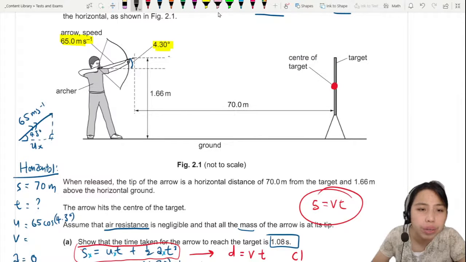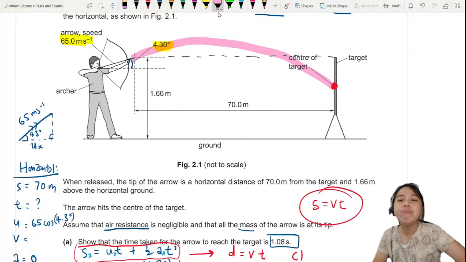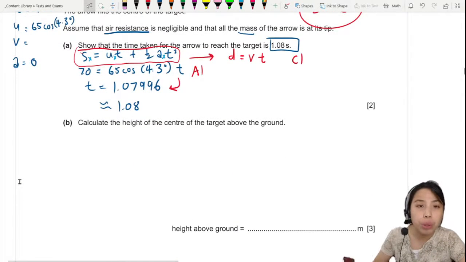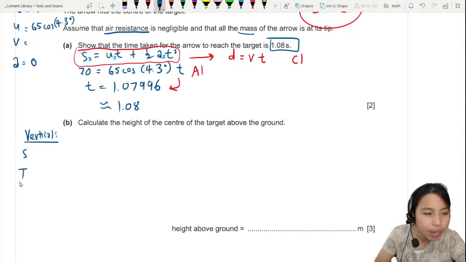Let me see if I can draw it. Okay, we got it like that. Oops, wrong color, sorry. That is, drop down. So I would recommend we start off by writing the STUVA. If you're not sure how to start, STUVA is the way to go. Just list out what information you have in the vertical component. Let's go! S-T-U-V-A, STUVA.